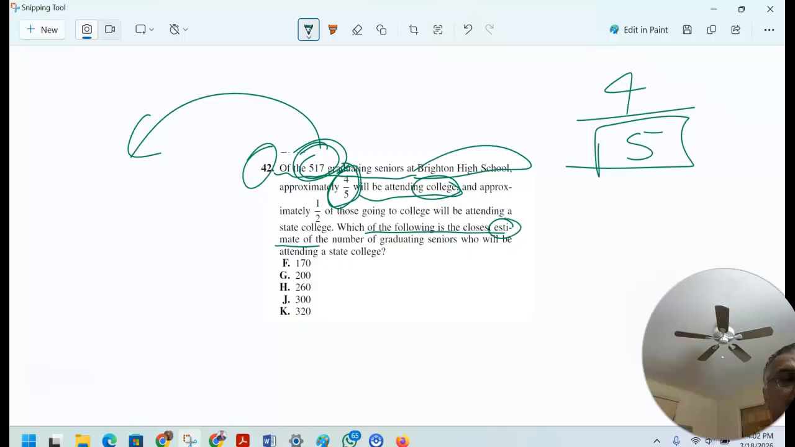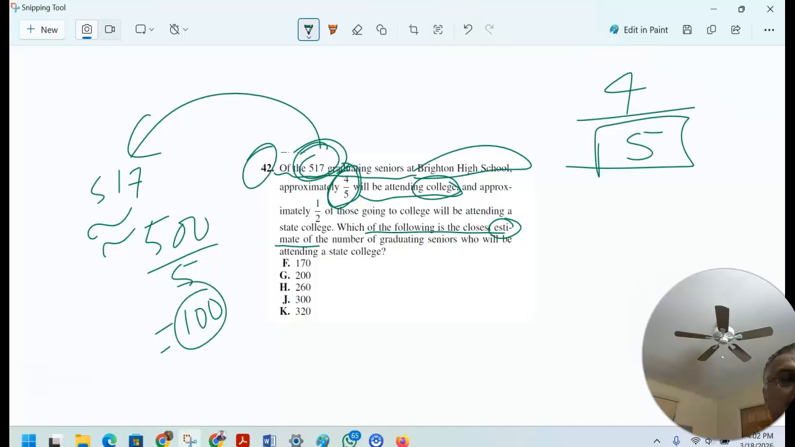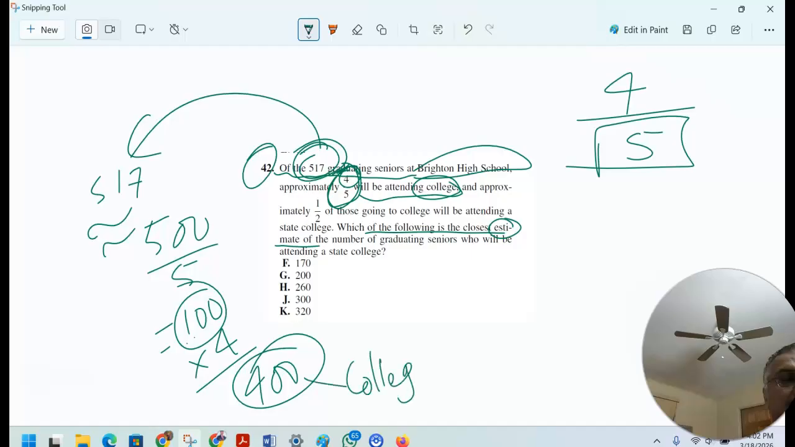So when you talk about an estimate, you can think that instead of 517, I'll round it to maybe 500. And if you take a fifth of it, divide by 5, you get 100, right? So when you talk about 4/5, each of these will be 100, but because there's 4, you multiply by 4, that means 400 students go to college. And of this 400, half of the students will be attending state college. That means out of 400, if you divide by 2, you get 200. So therefore, the answer is approximately 200.